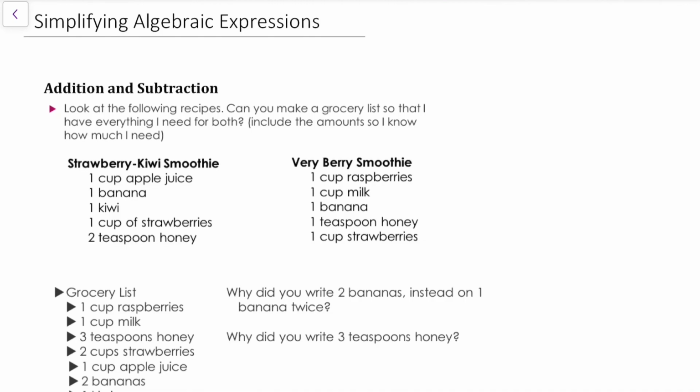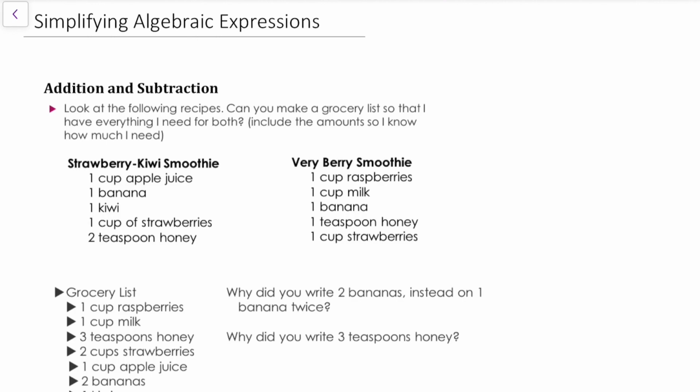In this video, we are going to look at simplifying algebraic expressions, otherwise known as collecting like terms. So what I'd like you to do is first think about when you make a grocery list. Let's say I want to make some smoothies. I'm making a strawberry kiwi smoothie and a very berry smoothie, and I've listed the ingredients of that smoothie below.